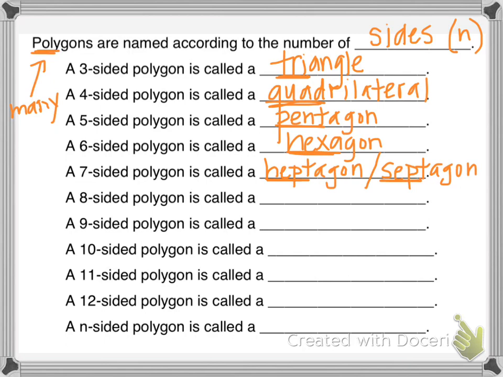An 8-sided polygon you've all seen is an octagon. That's what a stop sign looks like. Oct means 8. Octopus is another word, 8-legged. A 9-sided polygon is called a nonagon. Non means 9. A 10-sided polygon is called a decagon.